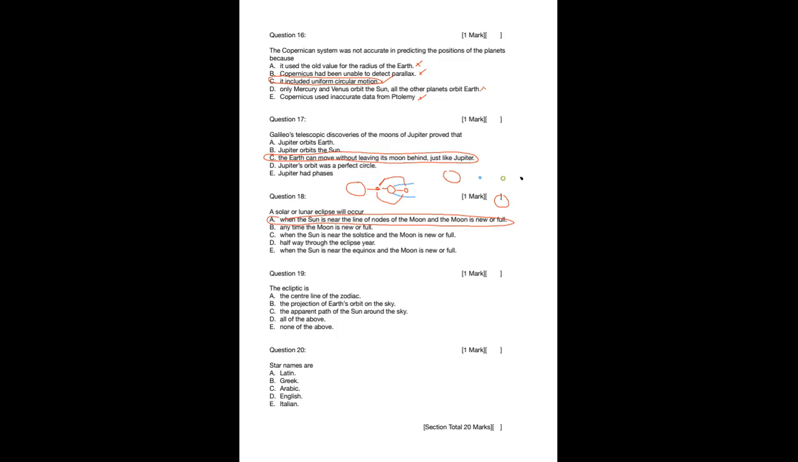So when everything lines up in a straight line, we have a node over here and a node over here. What happens? Do we have a solar eclipse or a lunar eclipse? That always coincides with a full moon or a new moon. Does that answer the question?